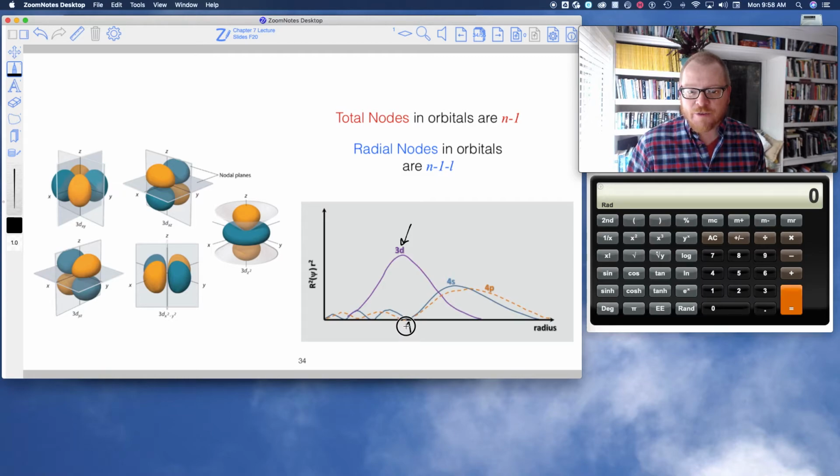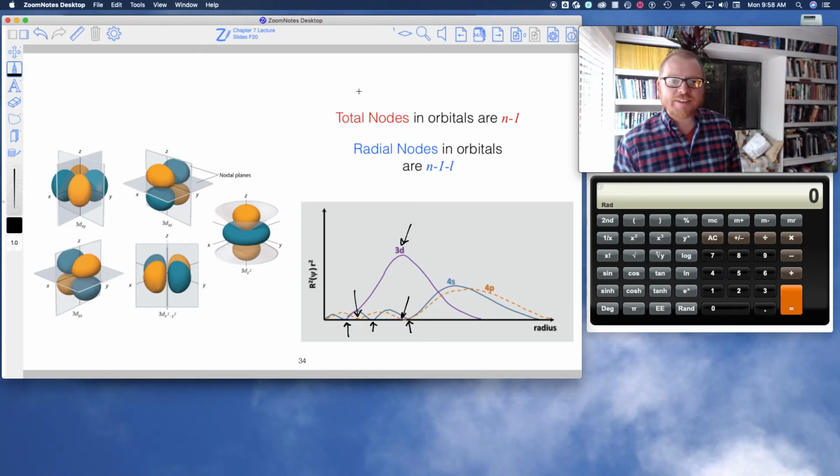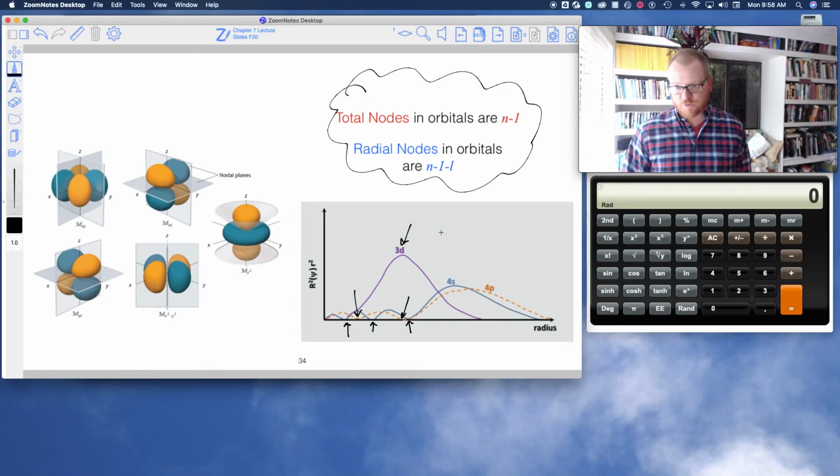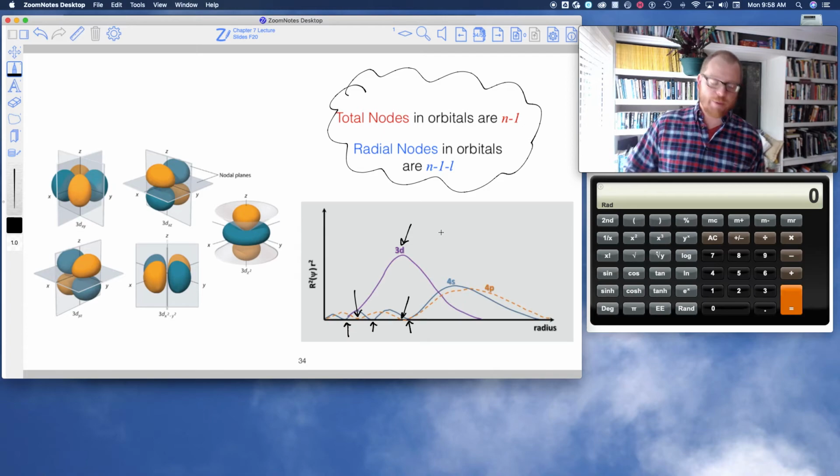4S should have 3 radial nodes. 4P will only have 2. As you can tell by now, I've been going through these equations for several lectures. So you should be really comfortable with doing the math and coming up with these various nodes and what these distributions would look like on our chi-squared versus radius graph, okay?